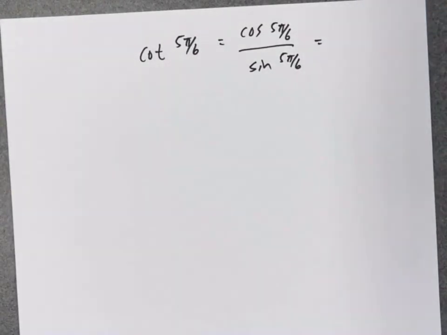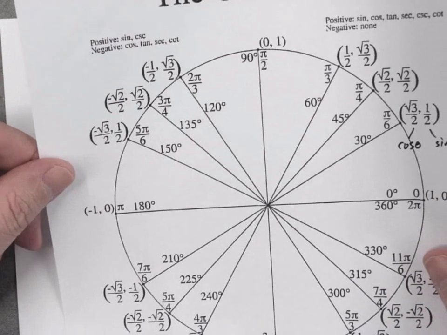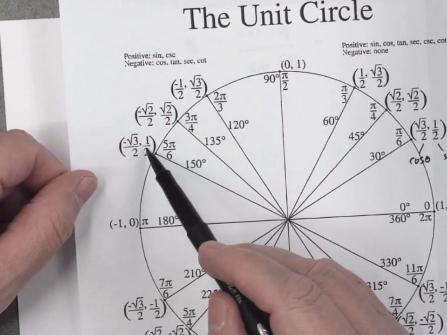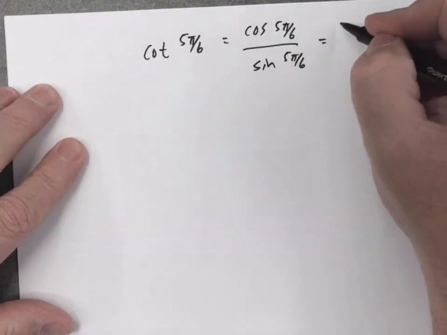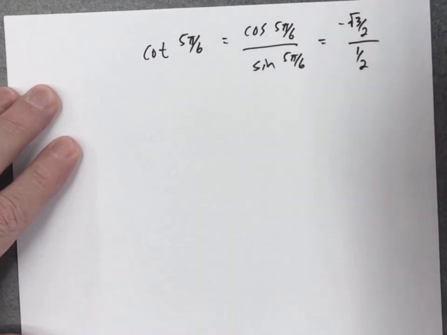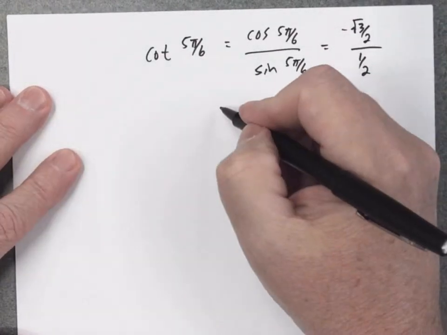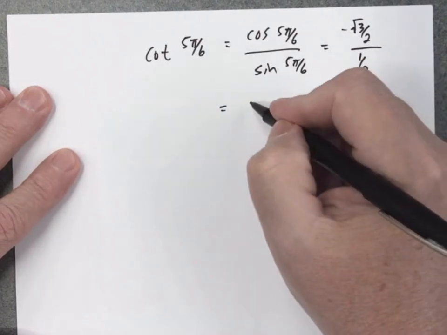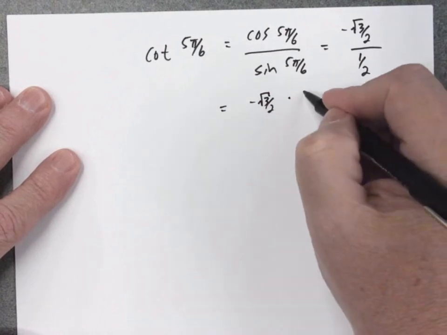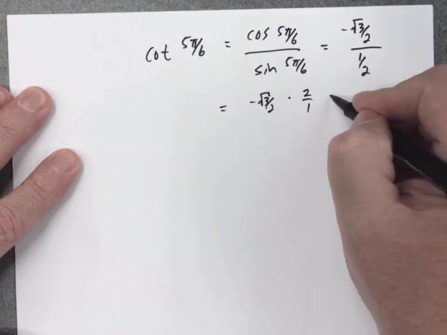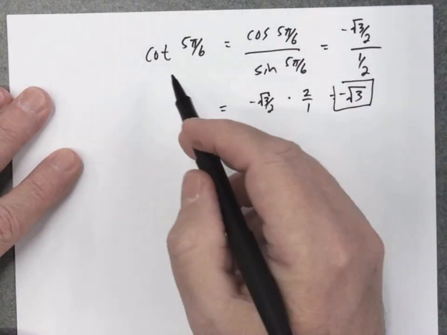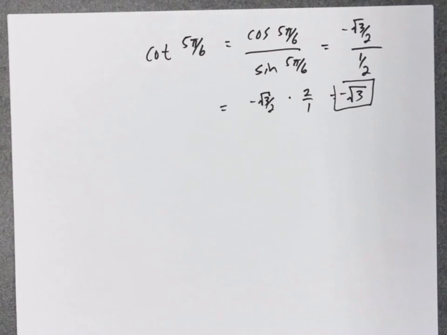So if I go to the unit circle to 5 pi over 6, it's over here. Cosine is negative square root of 3 over 2 and sine is 1/2. Complex fraction, if you do what we did a minute ago, you write the top fraction, multiply it by the reciprocal of the bottom fraction, the 2's cancel. Cotangent of 5 pi over 6 should be negative square root of 3.